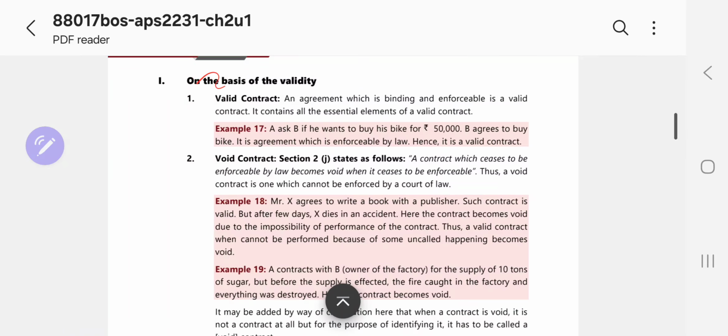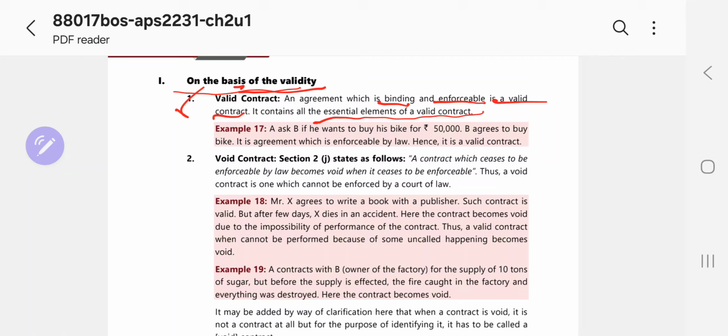So first we will see on the basis of validity. So first one is valid contract. An agreement which is binding and enforceable is a valid contract. It contains all the essential elements of a valid contract. If an agreement contains all the essential elements which we discussed a few minutes ago, then that is called a valid contract.